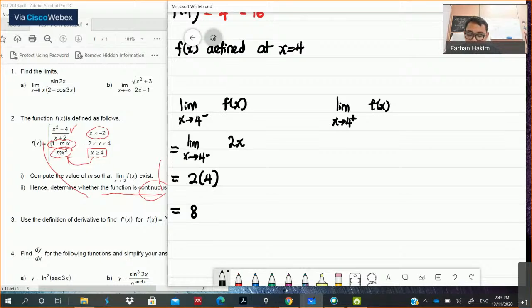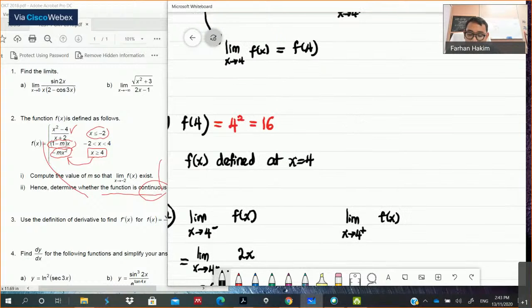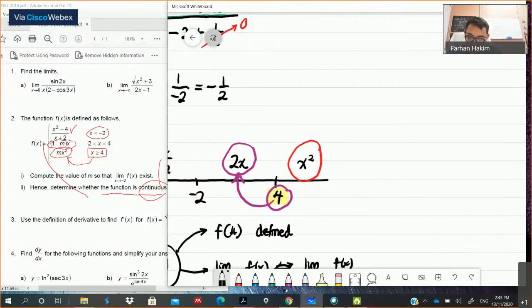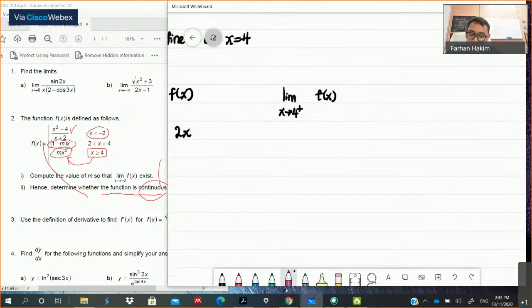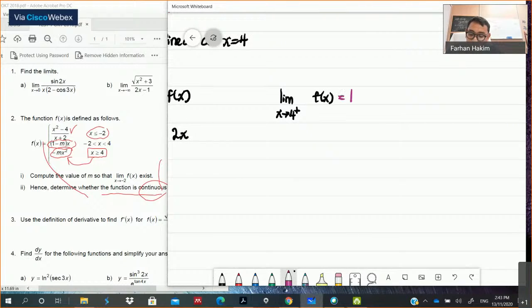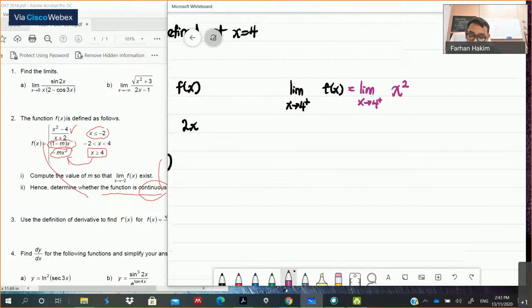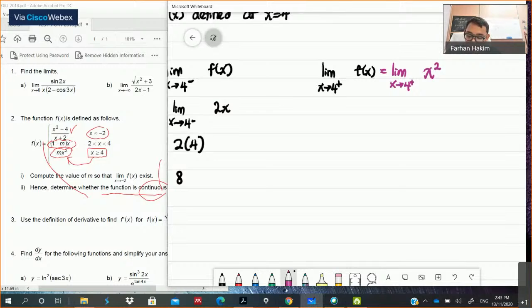Okay, from the right of f(x), you go back to your function. From the right of 4, this one is given by x squared. So we have the limit as x approaches 4 from the right of x squared. We try to substitute the value of x with 4. We have 4 squared, which is 16.